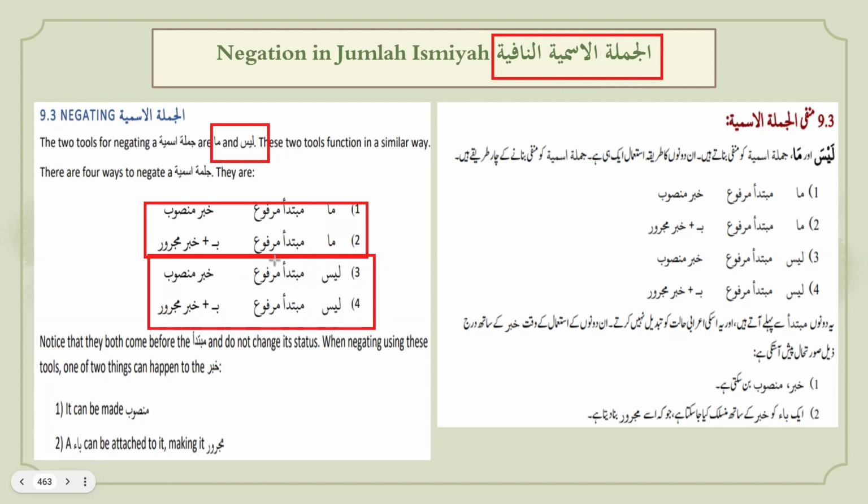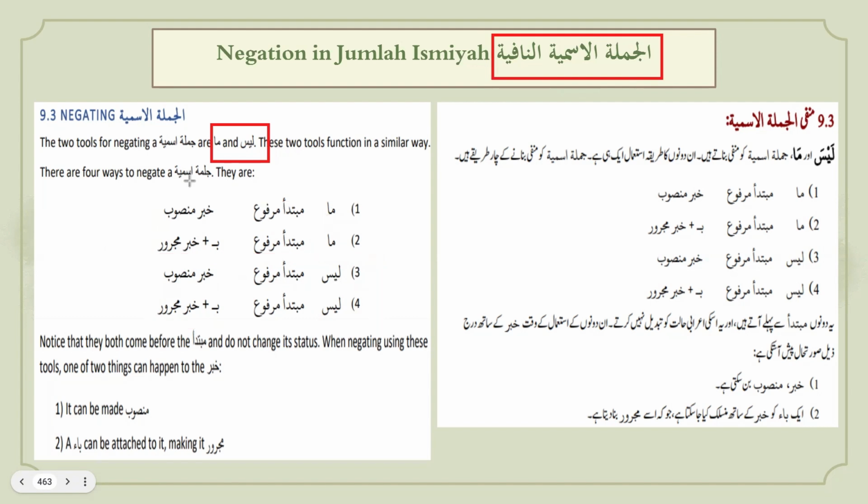And the construction is like this. Jumla ismiya starts with ma, then there is mubtada, which is marfu' ism, and then the khabar is mansoob. So this is one construction in which khabar is mansoob. Another construction is that the khabar takes a harf jar ba, and the khabar becomes majroor. So this is more emphatic. This one has ma in the beginning, then a mubtada marfu', and then the khabar is majroor with a harf jar ba. This is more emphatic.